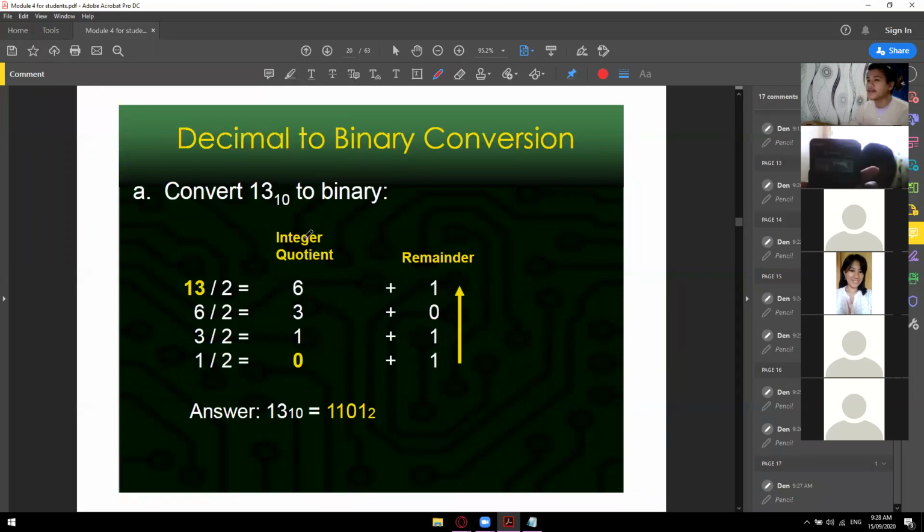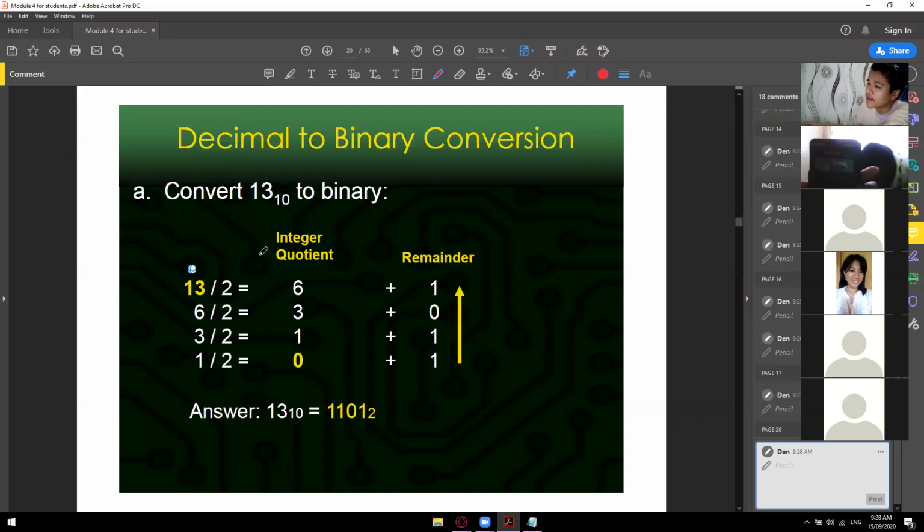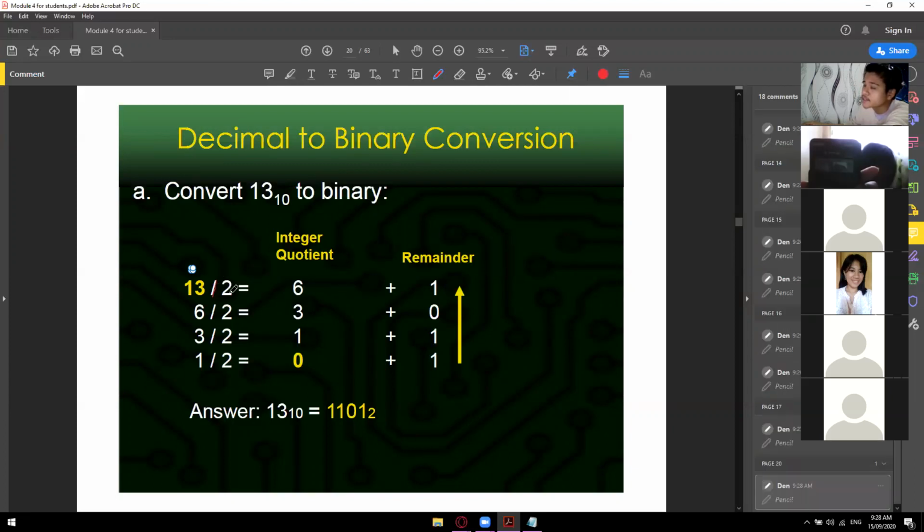Alright. So we have 13 base 10, and then kailangan natin siya i-convert into binary. So kung susundin nyo to lahat, ganito yung magiging process. So isulat nyo muna to 13, and then i-divide nyo siya sa kung anong base nyo gustong i-convert. Okay, so since we want to convert this decimal 13 to binary, kailangan natin siyang i-divide by 2. Okay? Kapag octal, we have to divide it by 8. Kapag hexadecimal, we have to divide it by 16. And so on and so forth.